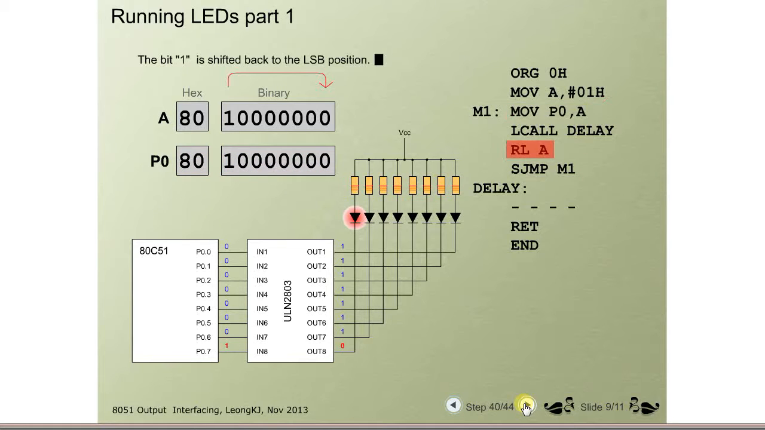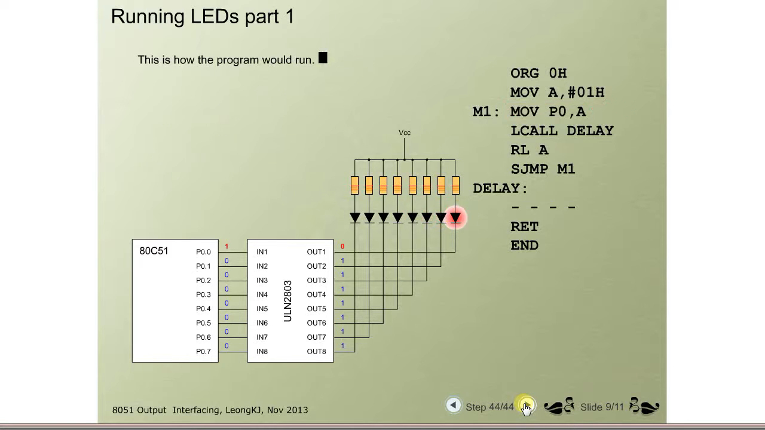The bit 1 is shifted to the LSB position. The accumulator becomes 01 hex again. Another loop back. The lighted LED goes back to position 1 again. This is how the program would run.